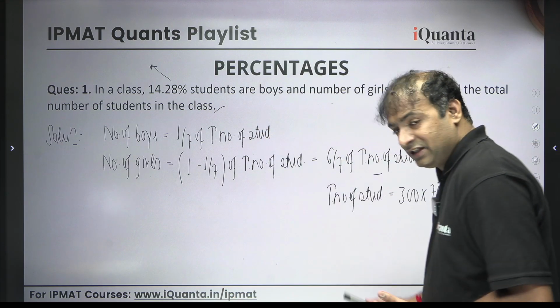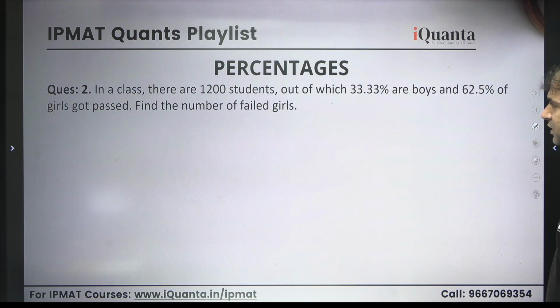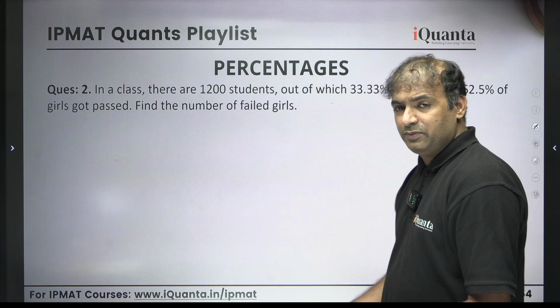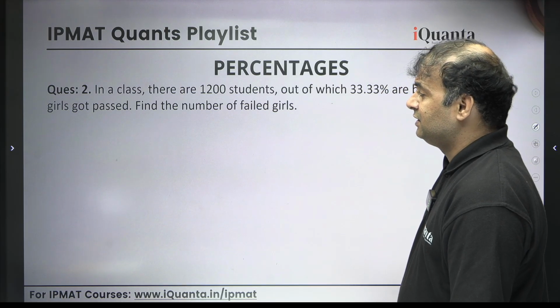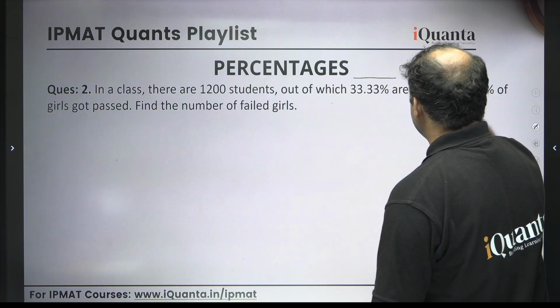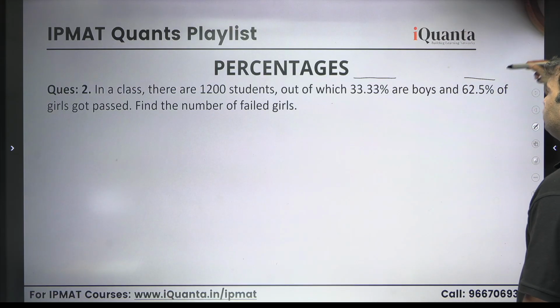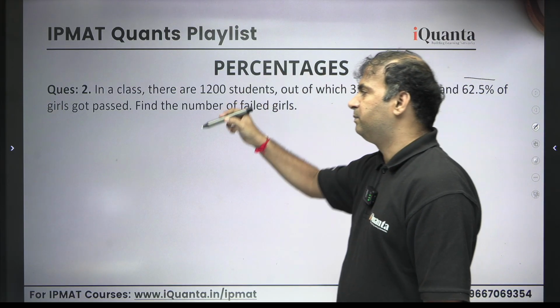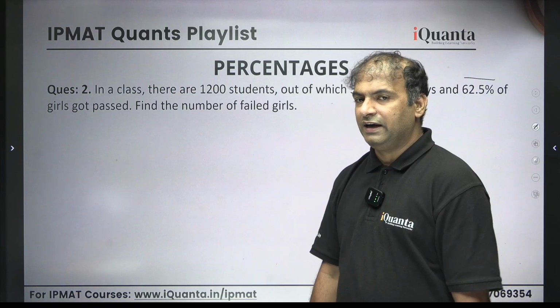Now on that note, let's try one more problem. Question number 2, again a word problem. The question says that in a class there are 1200 students, out of which 33.33% are boys and 62.5% of the girls got passed. So find the number of failed girls.